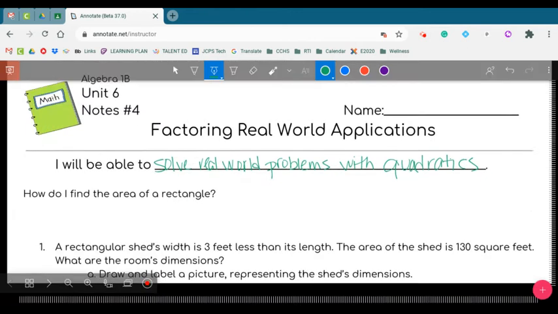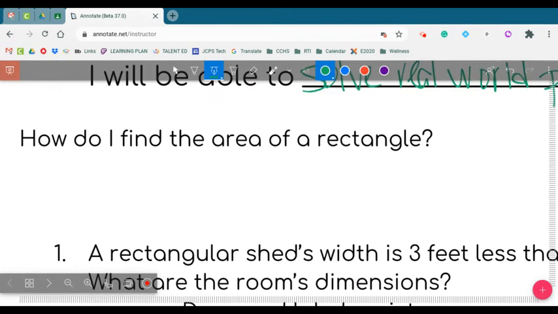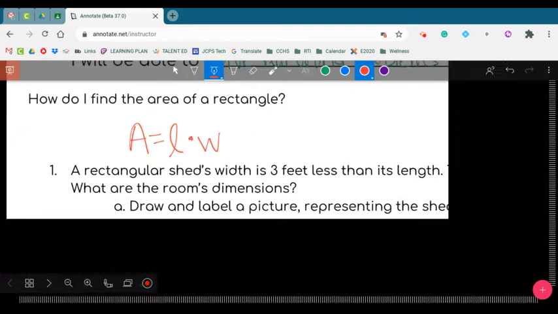Okay, so first let's go over what is the area of a rectangle. This is going to be important to know. Our area is our length times our width. So anytime we are given length and width, we're going to multiply them together.